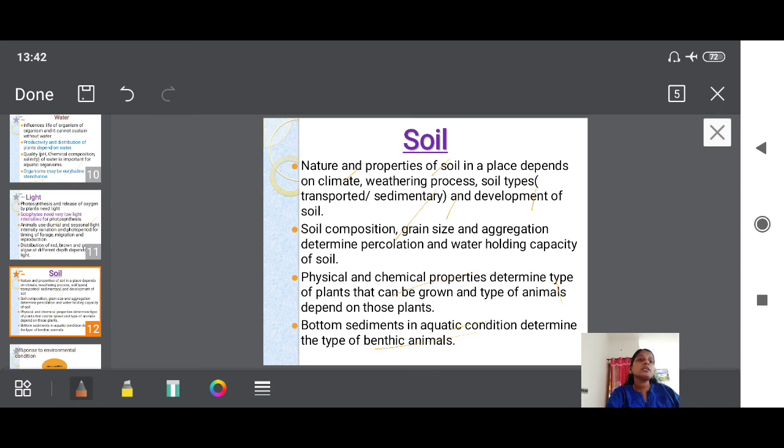Okay. So these are the different abiotic factors, and they are playing a major role in determining the type of vegetation, type of fauna which can be present in one particular area.